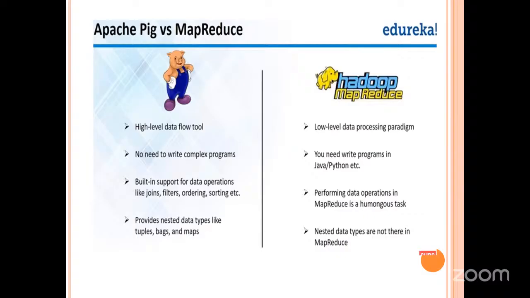To the right hand side, write down nested data types are not there in MapReduce.